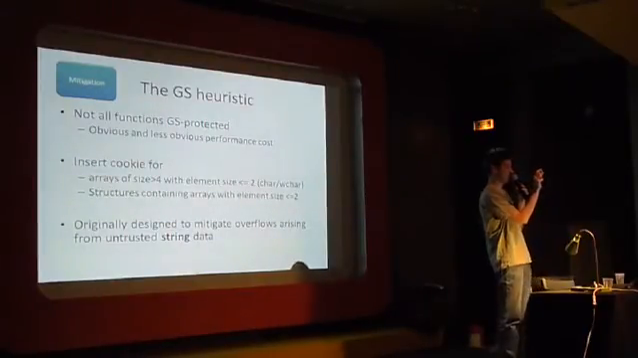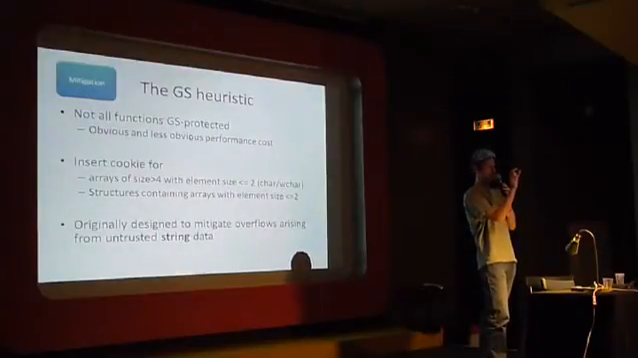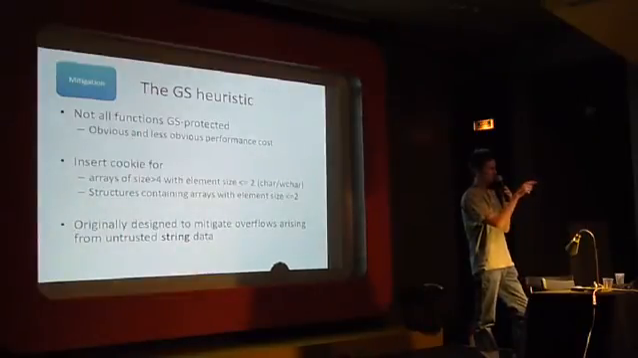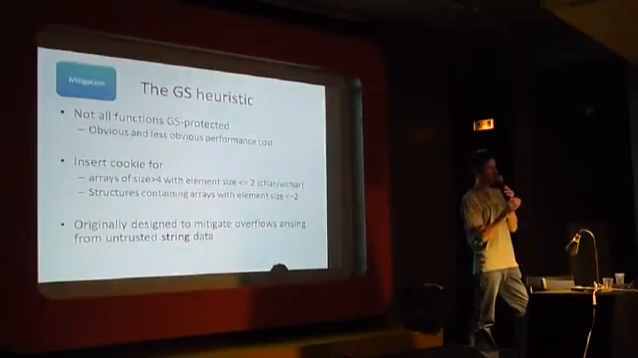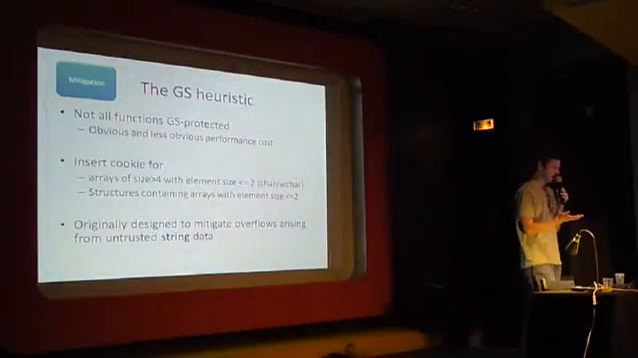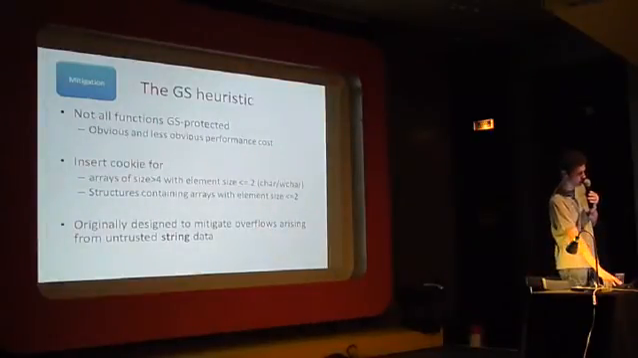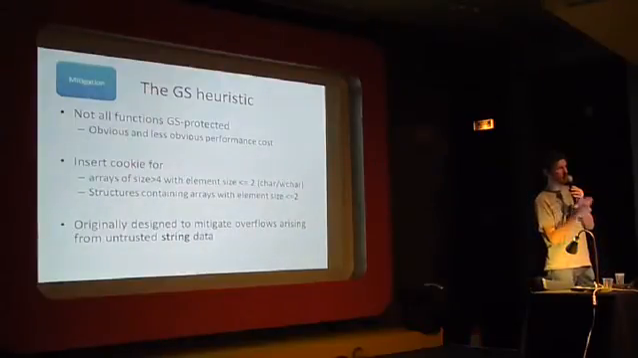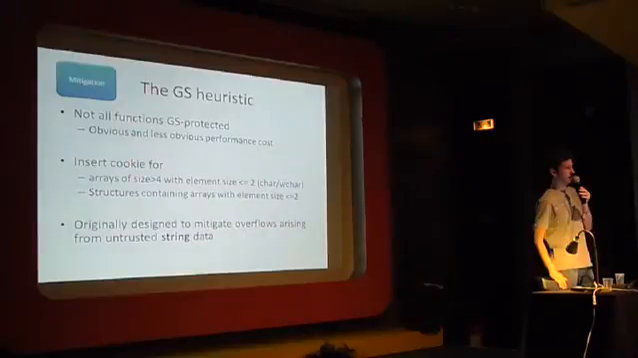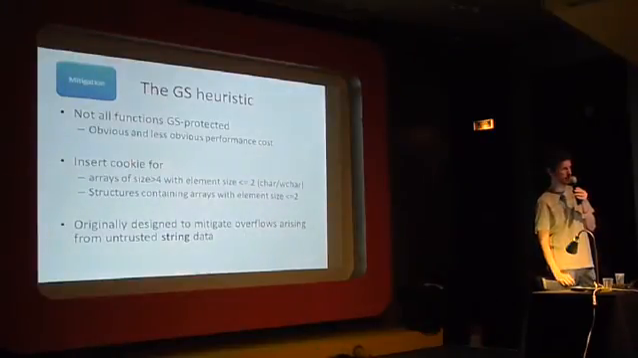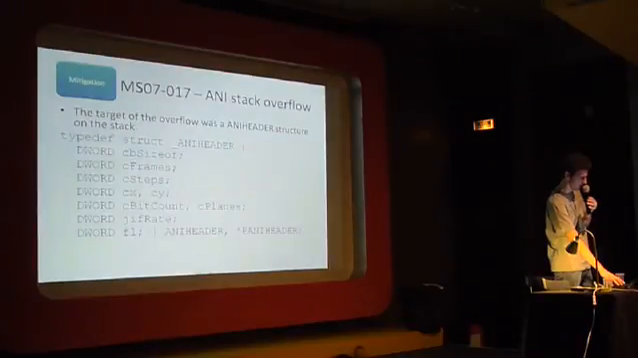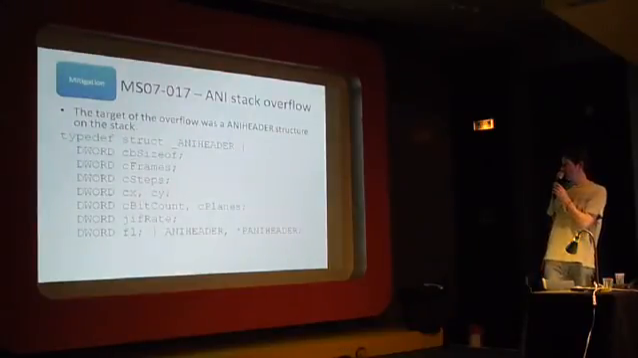So if you've got a buffer and the element size is 2 bytes or less, so char buff[256] or wchar buff whatever, then that will get protected. And that was largely just due to the initial design of GS. IE had gone to the compiler team and said, look, we're getting a whole bunch of stack overflows in strings, you need to do something to help us. So GS was initially really designed to handle string overflows. The thing that got overflowed in the ANI case looked like this.